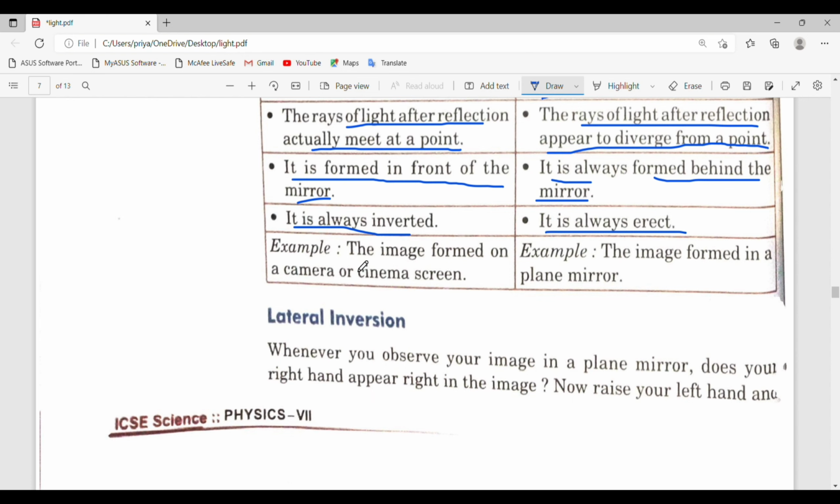Example of a real image: the image formed on a camera or a cinema screen. And for a virtual image: the image formed in a plane mirror.